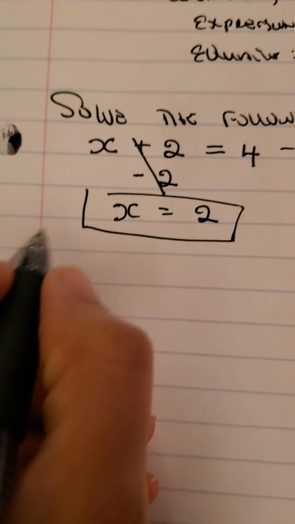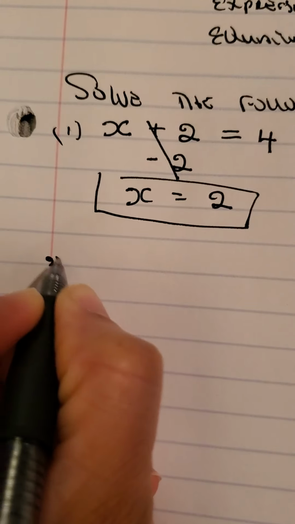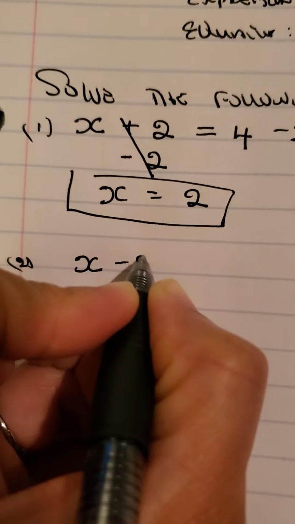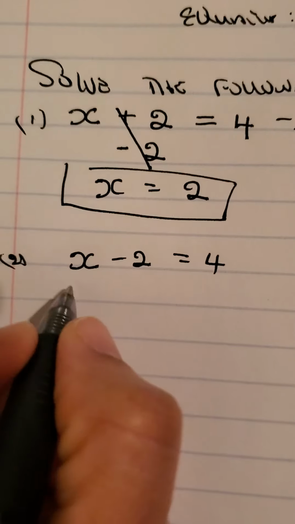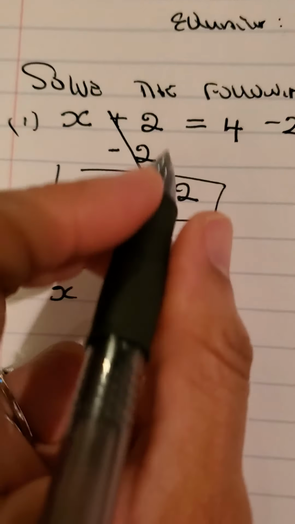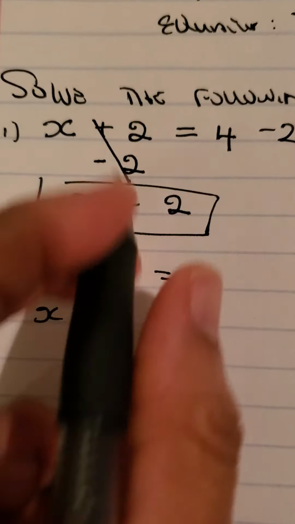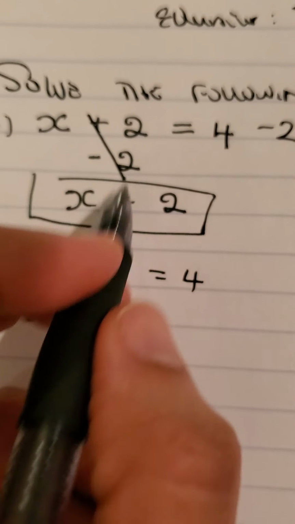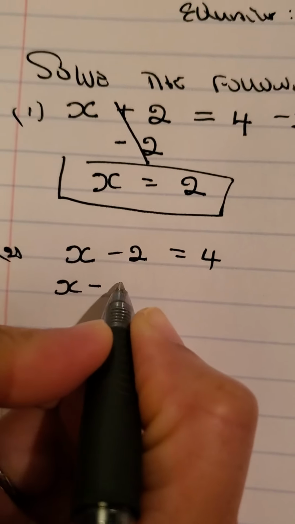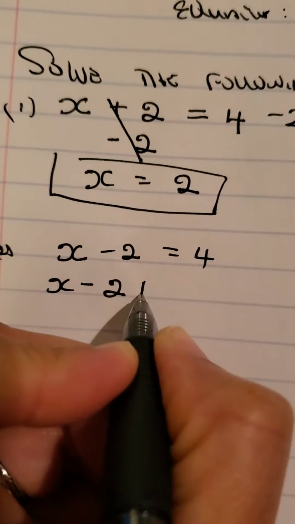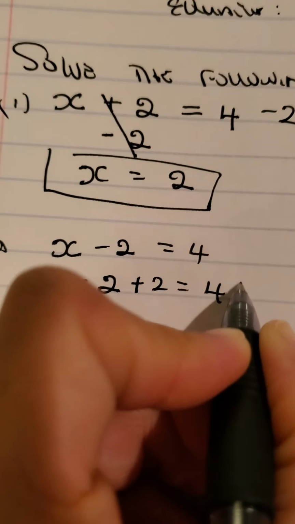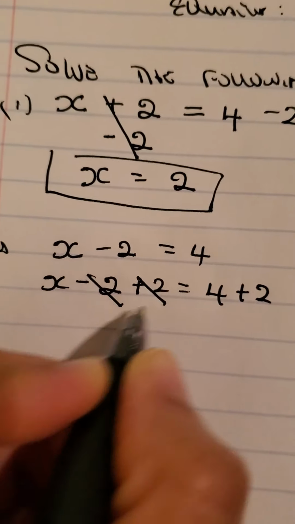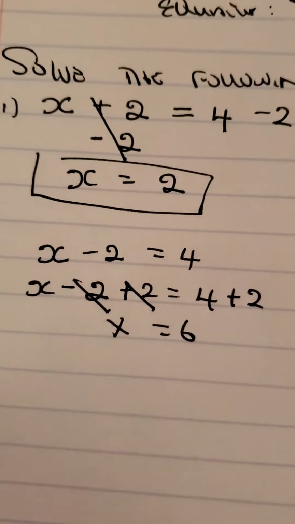Look what I'm going to do for this next one. Now I'm asked to solve for x when it's x minus 2 equals 4. You can write it vertically, you can do your operation vertically, or you can do it horizontally. So I have x minus 2. I'm going to add 2 to both sides. Bam, bam. So I'm left with x equals 6.